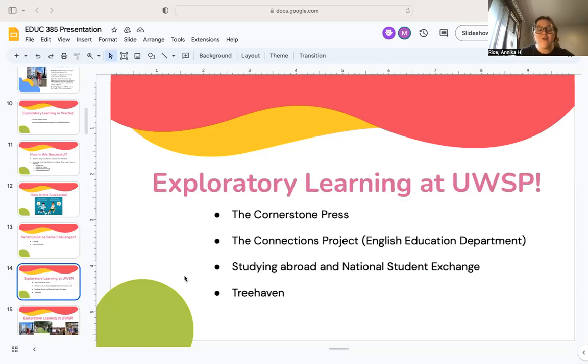So now I'm going to dive into some exploratory learning opportunities here at Point, because I think it's really interesting to compare and contrast from a public school K through 12 learning model of exploratory learning to a bigger scale where funding may not be an issue, time restraints may not be an issue here at Point.